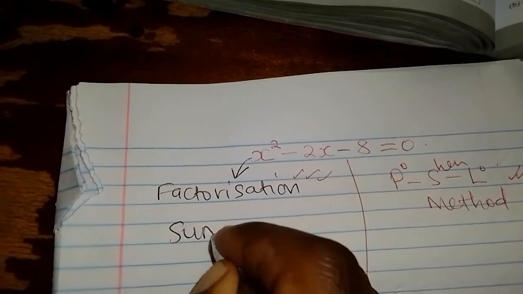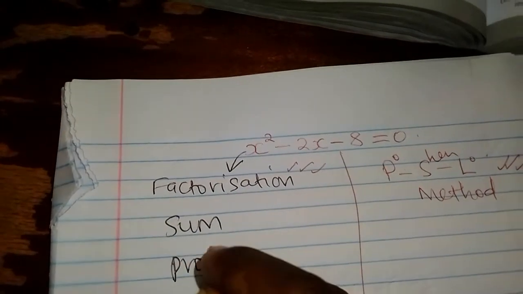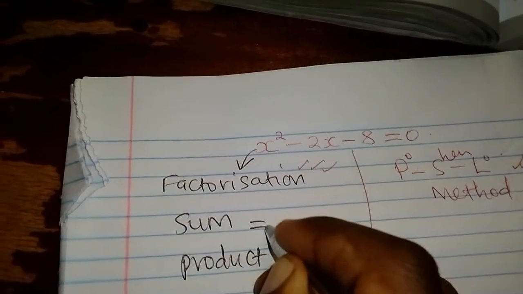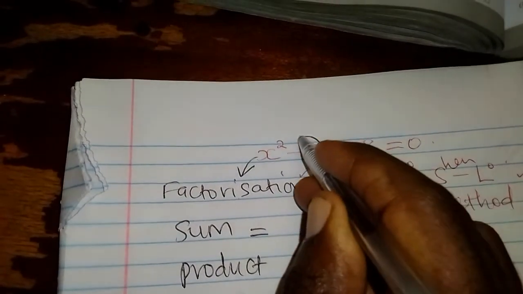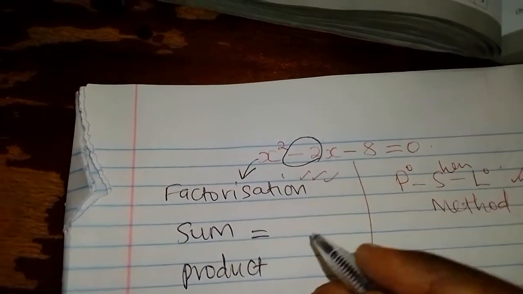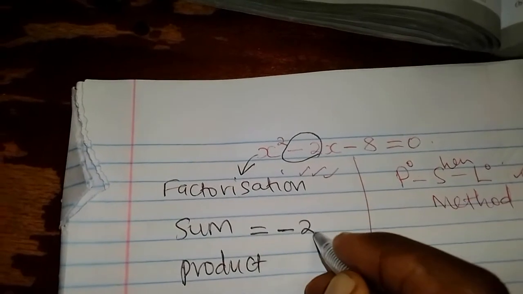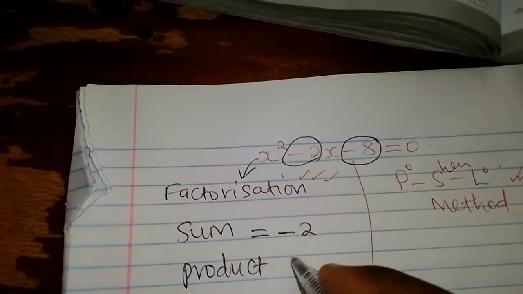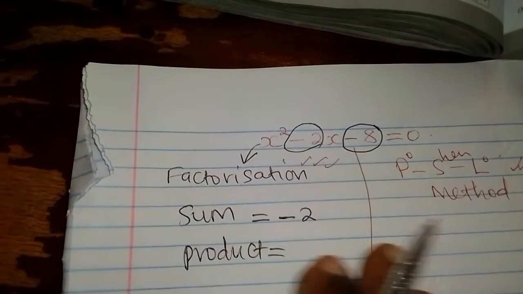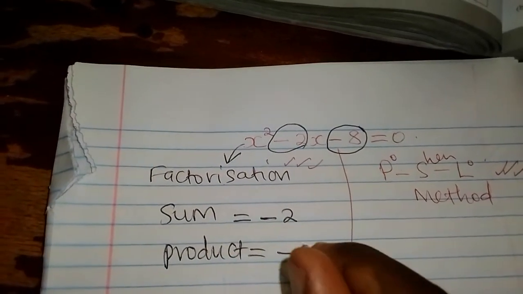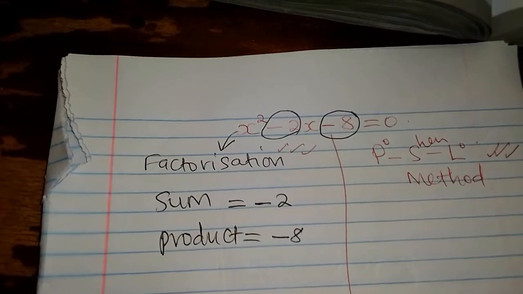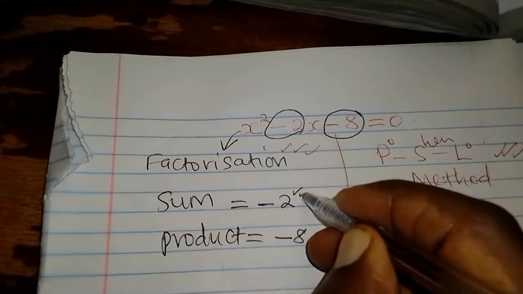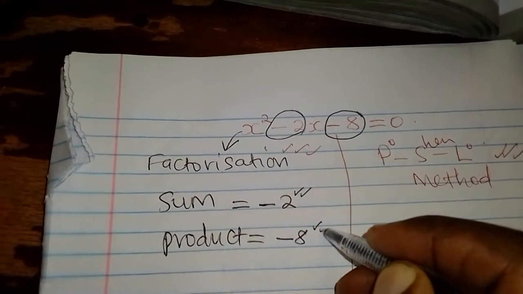if it gets you to solve this quadratic equation, I have to consider having the sum and the product. The sum will get taken as the middle value, so it's negative 2. The product has to be taken as the last value with its sign, that is negative 8. So I'll have to look for two numbers: when I add, I get negative 2, and when I multiply, I get negative 8.